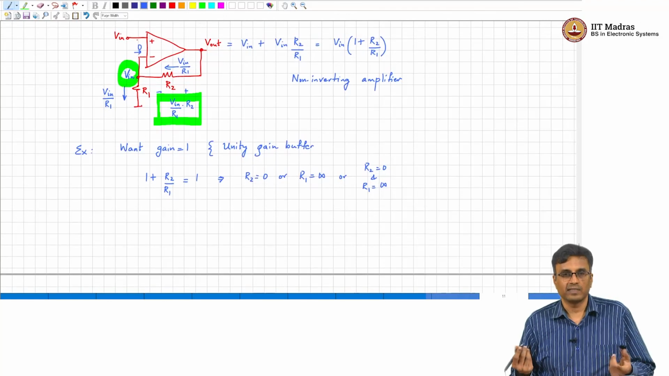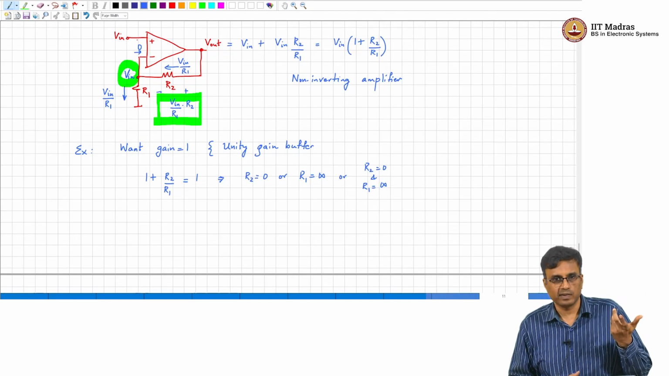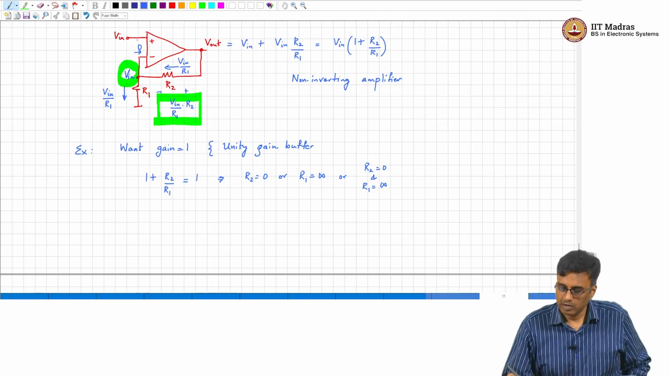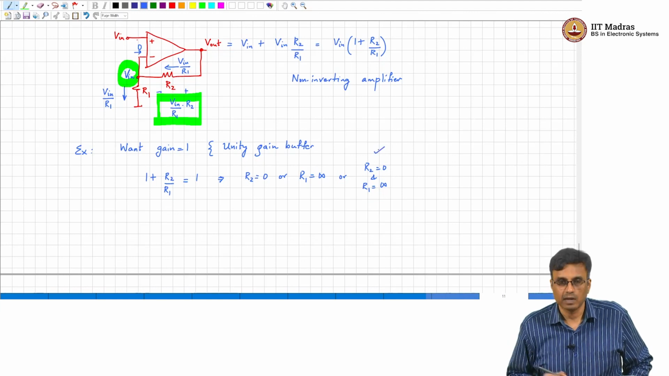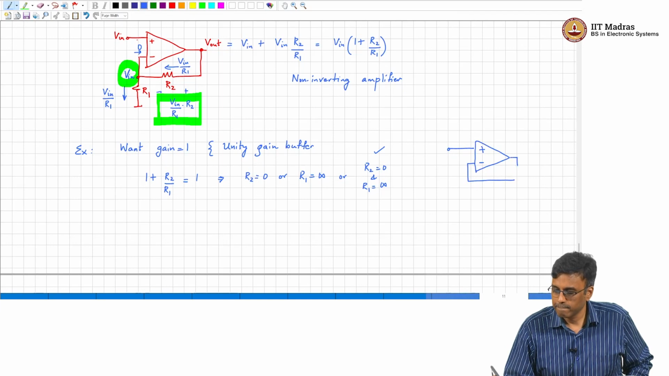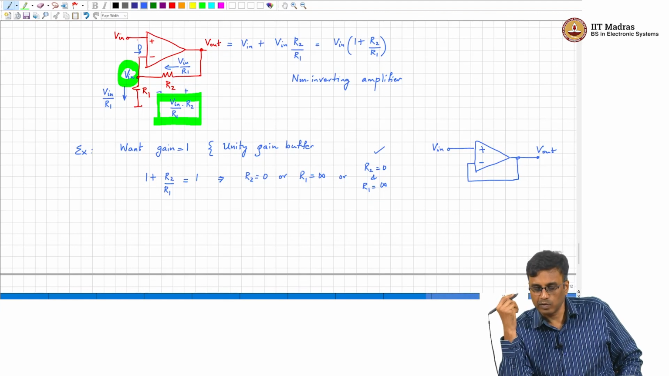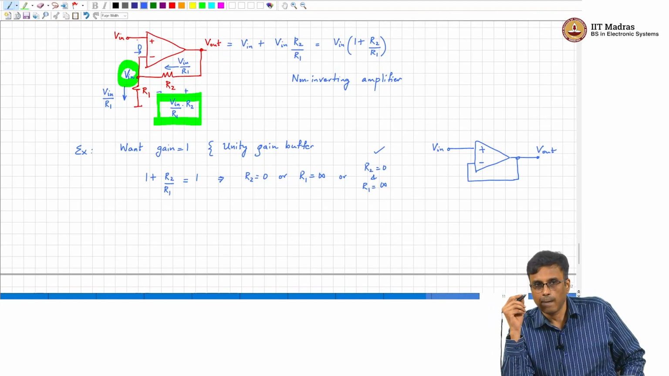If R2 is 0, then there is nothing to do, it's just a short circuit, so that is easy. R1 is infinity, R1 is an open circuit, that is also easy to do, right. So, if we choose this approach, then the unity gain follower looks like this. Right, the choice with R2 equal to 0 and R1 infinite. Okay.